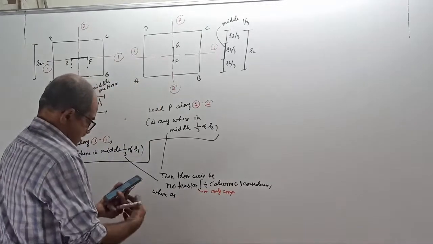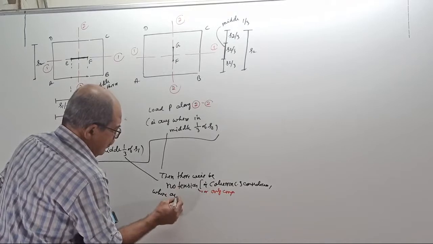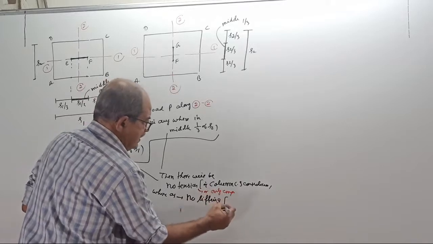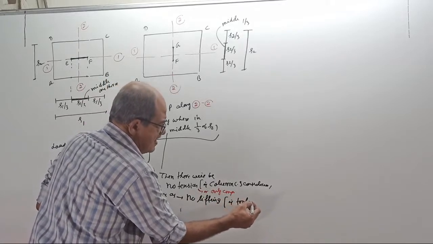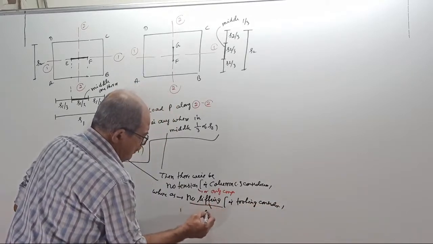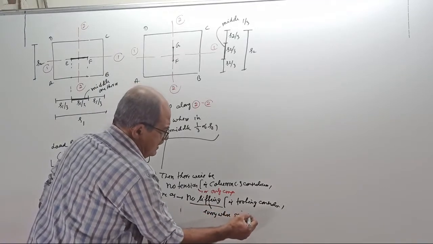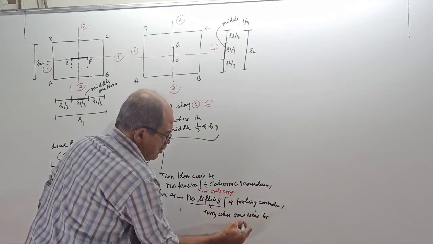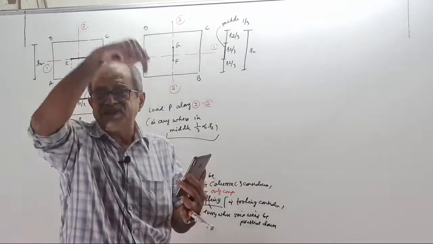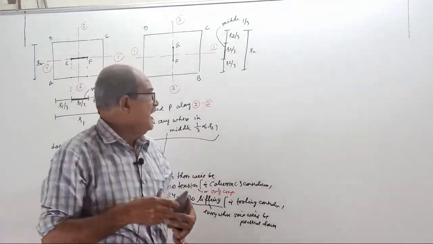Whereas, I use the word, you can say, no lifting if footing is considered. No lifting means everywhere the soil will be pressed down. Everywhere the soil will be pressed down. Here, everywhere the cross section is compressed. Clear now? That is the condition.